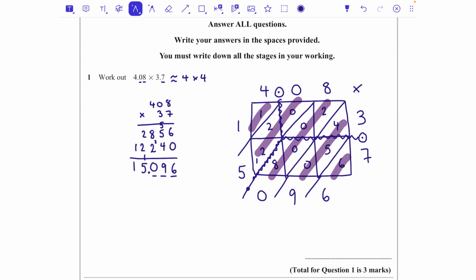So whichever way you prefer, but I would be really confident with one of those, and make sure you get your family members to quiz you, give you some decimal numbers to times together, and then check it on a calculator.